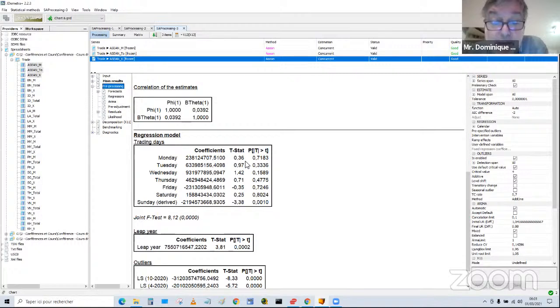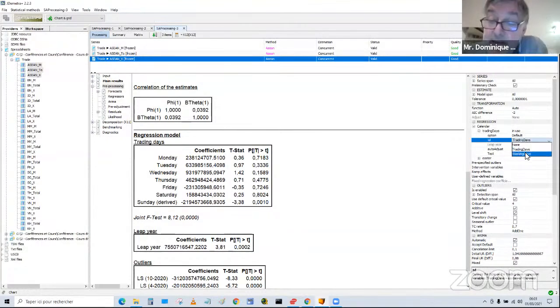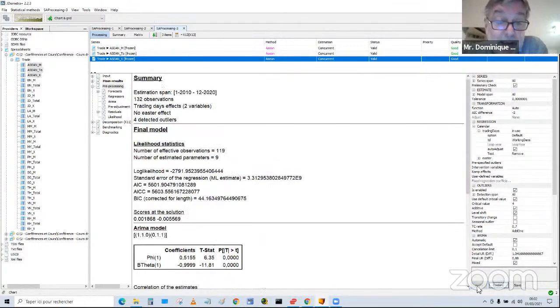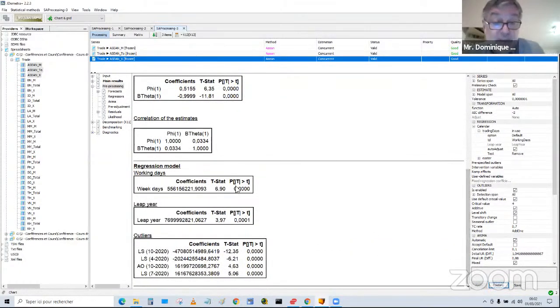I could say, for example, just for parsimony, to have fewer regressors to estimate, that I could have the weekend versus the weekdays. So I could change, for example, you see, regression, trading day. I could change trading day to working days. I will do it just for fun. I apply, so it changed things. And now I have, you see, the weekdays against the weekend.